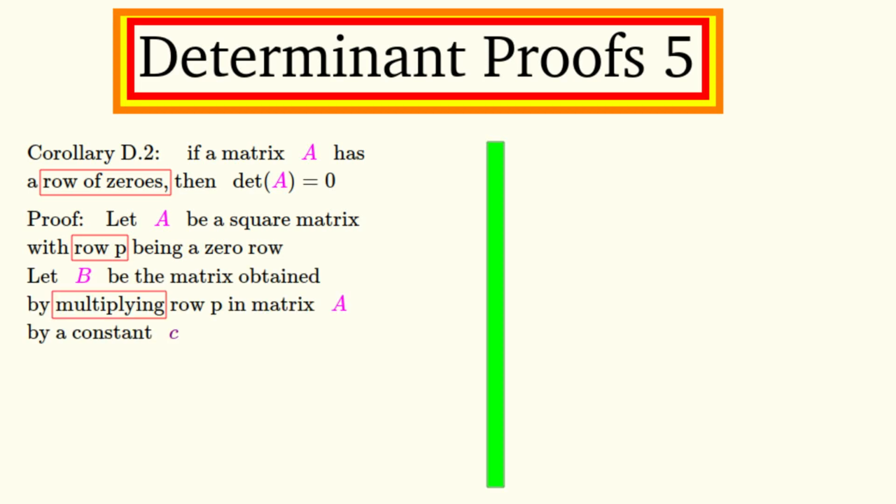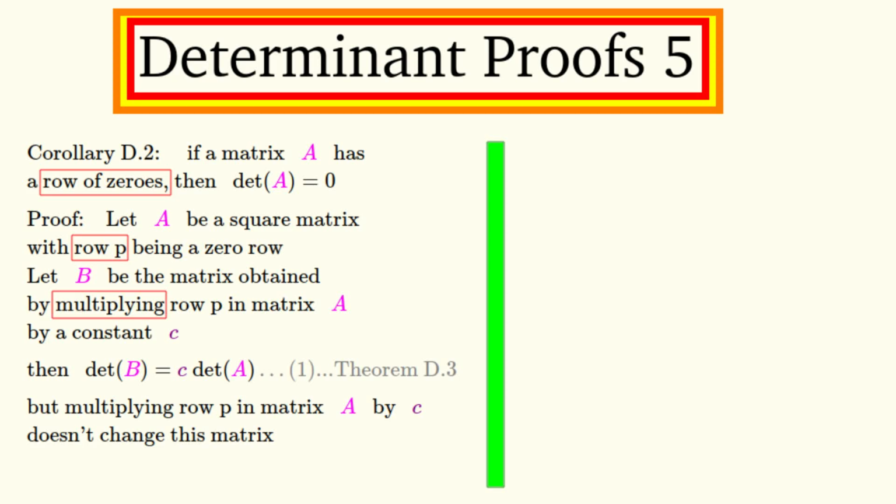And we'll let another matrix B be the matrix we obtain by multiplying row P of matrix A by a constant C. So from a past theorem we can get this equation about these determinants. The determinant of B is this constant C multiplied by the determinant of A. But multiplying the row of zeros by C doesn't change this row. It remains a row of zeros, so these matrices A and B are equal. And because these matrices are equal, then their determinants are equal.